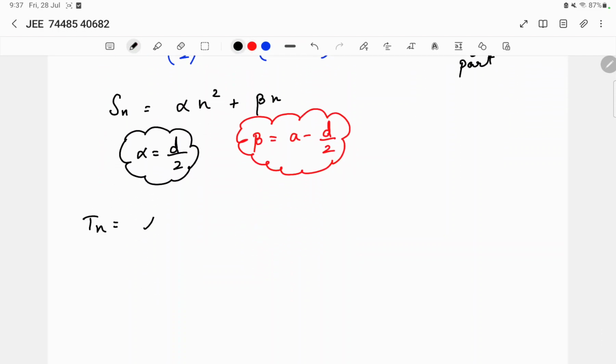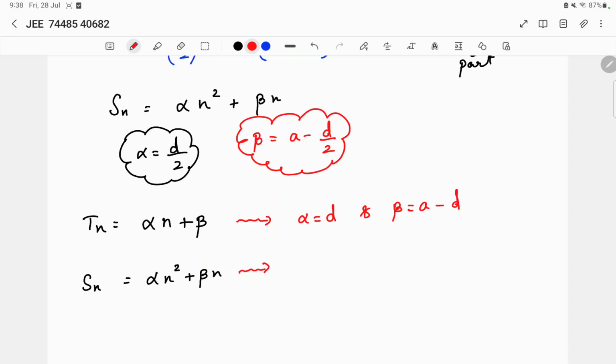So Tn is nothing but alpha n plus beta, and Sn we have written in this form, alpha n square plus beta n. Now in this alpha n plus beta, alpha is equal to d, and beta is nothing but a minus d. And in this alpha n square plus beta n, alpha is equal to d by 2, and beta is nothing but a minus d by 2.